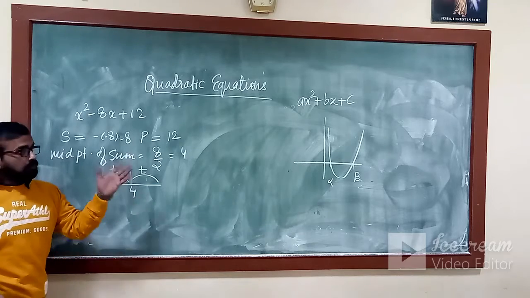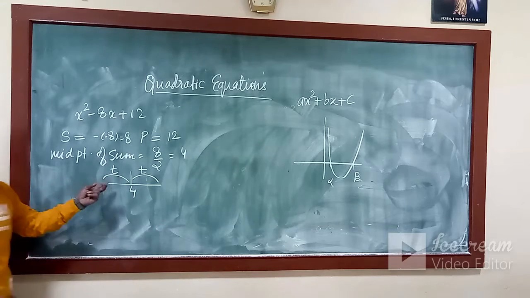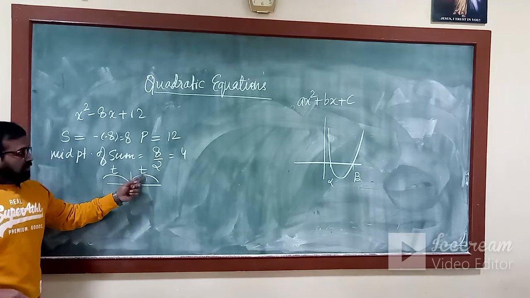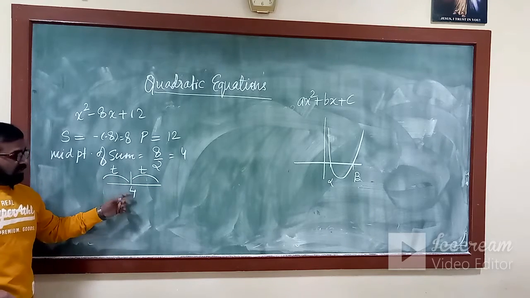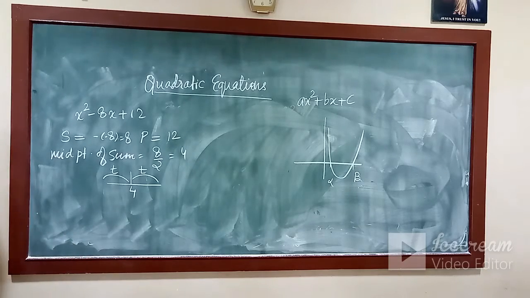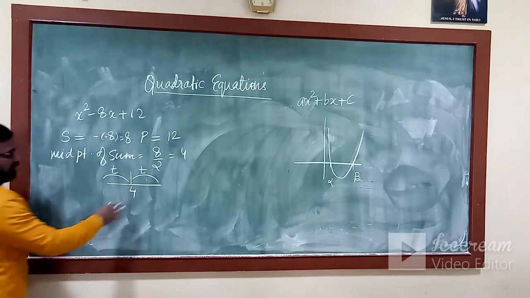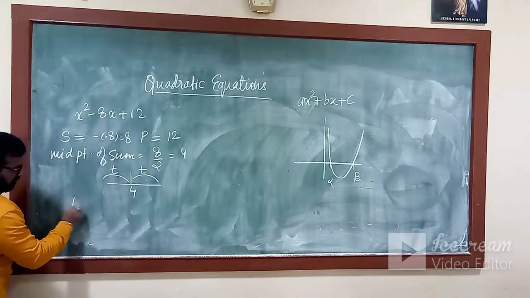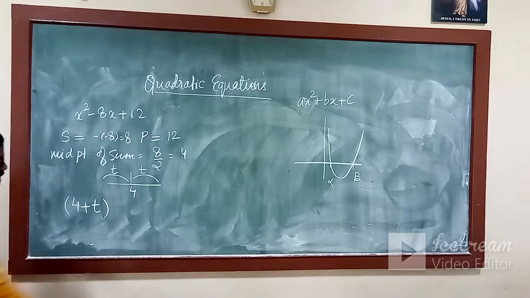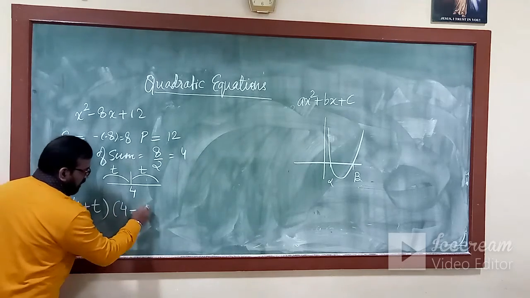It is the sum of two roots, so the roots will be either more than 4 or less than 4, that is, they will be equidistant from the midpoint. That is very easy to understand. Now, more than 4 means 4 plus t, and less than 4 means 4 minus t.